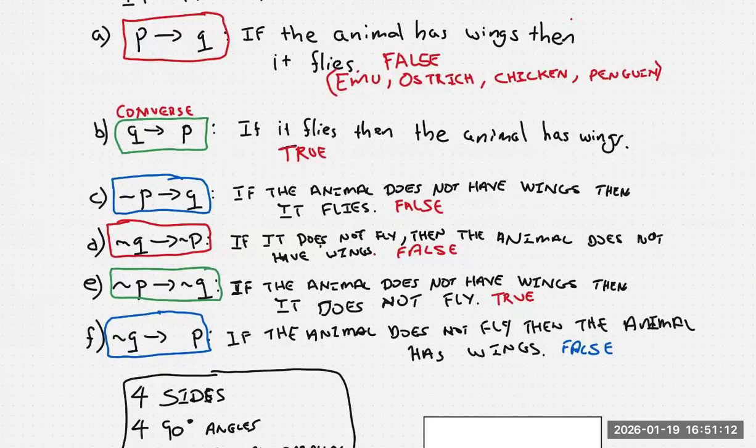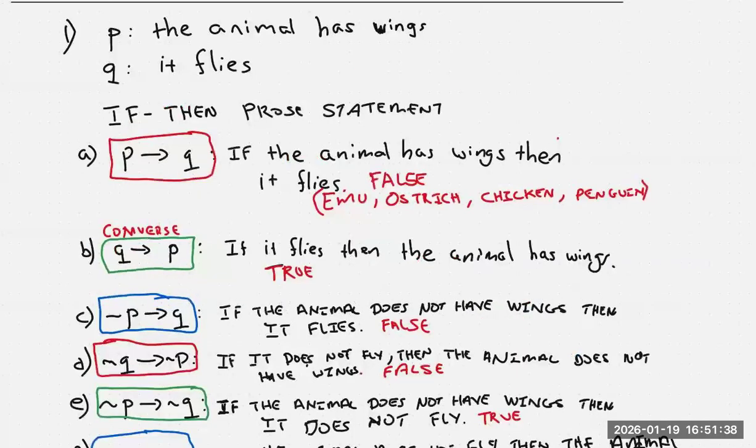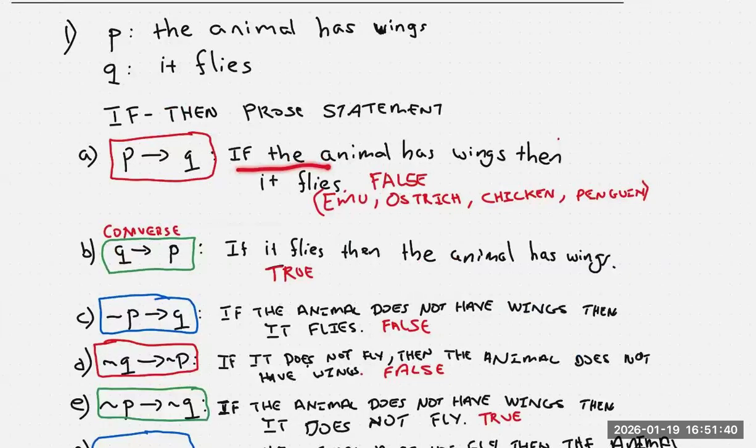All right. Now, the next thing we're going to look at is what we call... I think I mentioned it before, but before I move on, I must make sure that it's cemented. The first part, the part that comes before the then. So if you have a statement, look at the first statement there, the part A. If the animal has wings, this part will be referred to as the hypothesis.